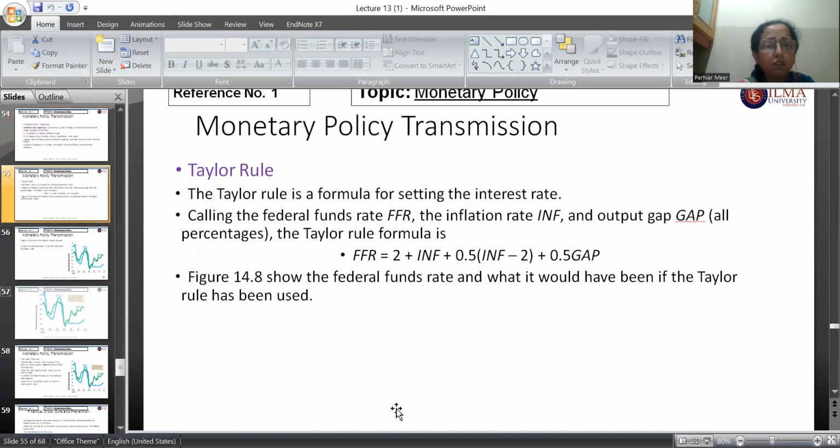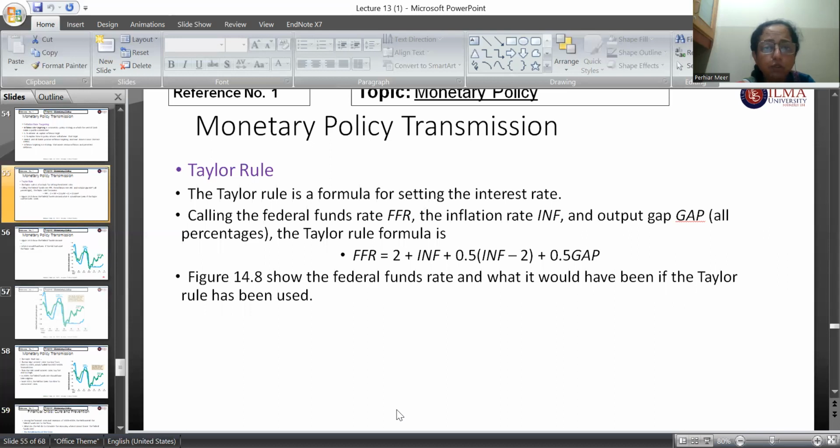Taylor rule. The Taylor rule is a formula for setting the interest rate, calling the federal funds rate FFR, the inflation rate INF, and the output gap GAP, all percentages. The Taylor rule formula is FFR equals 2 plus inflation plus 0.5 times (inflation minus 2) plus 0.5 times GAP.